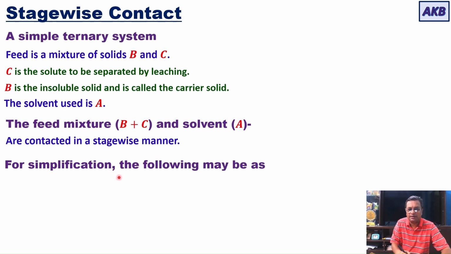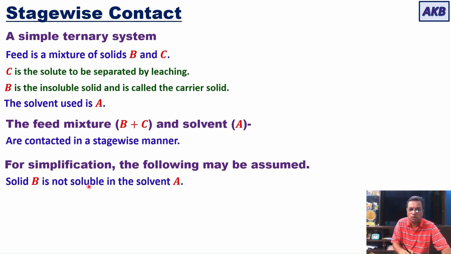Then in order to simplify the analysis, you may assume the following things. You may assume that solid B is not at all soluble in solvent A. That means out of B and C, only C is soluble in solvent A. Solid B is not at all soluble in the solvent A. Of course, this is an assumption. In reality, in some cases, solid B may be slightly soluble in the solvent A. But for simplification, you can assume that solid B is not soluble in solvent A.